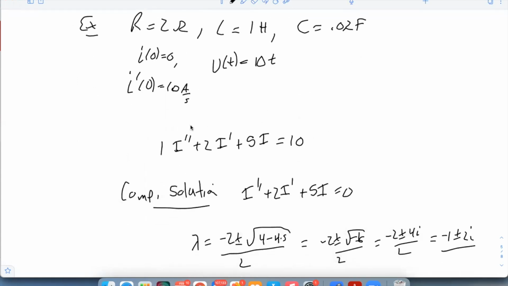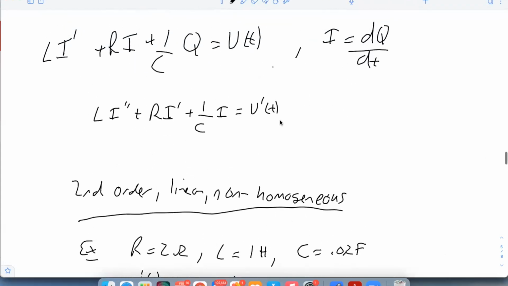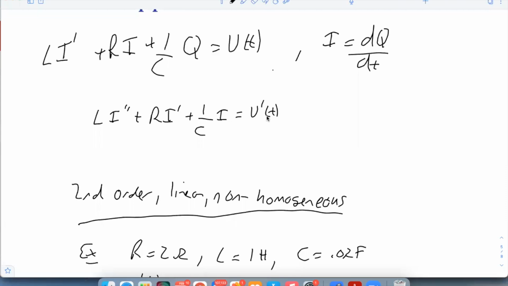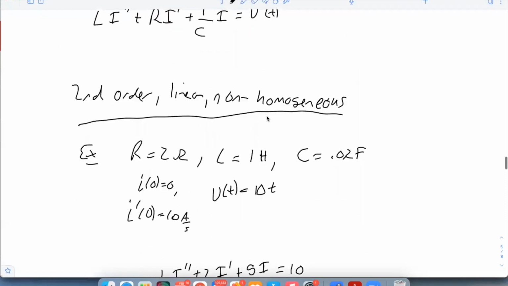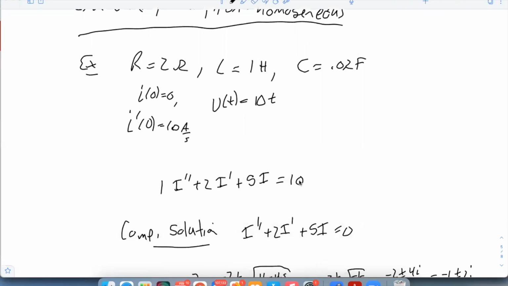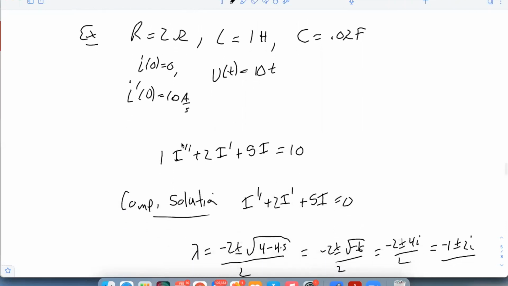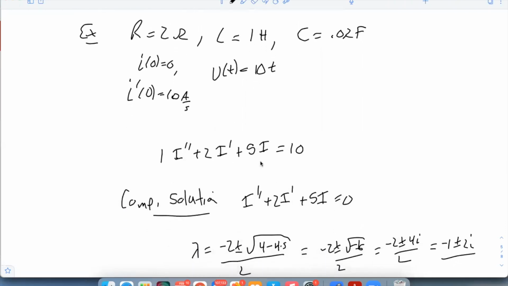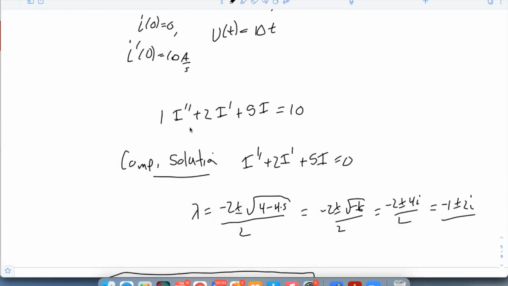Okay, so here's our DE. So remember on this side, we have V prime of t. The derivative of 10t with respect to t, of course, is 10. Okay, so let's solve this non-homogeneous DE. First, we find the solution to the homogeneous version. Set this thing equal to 0.